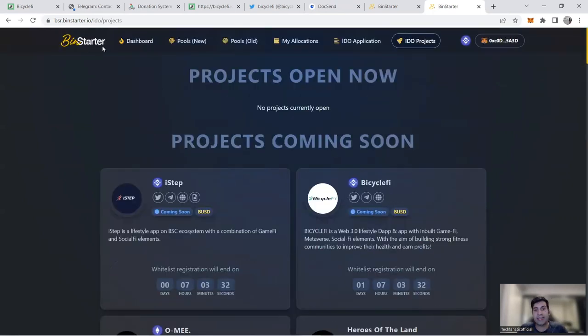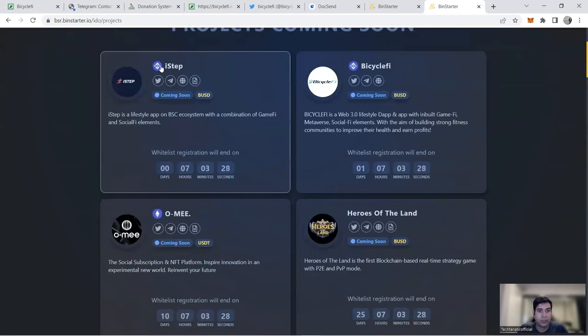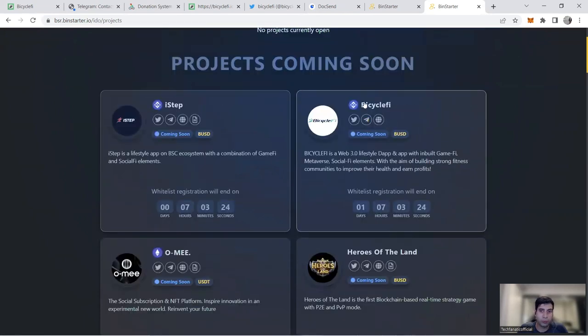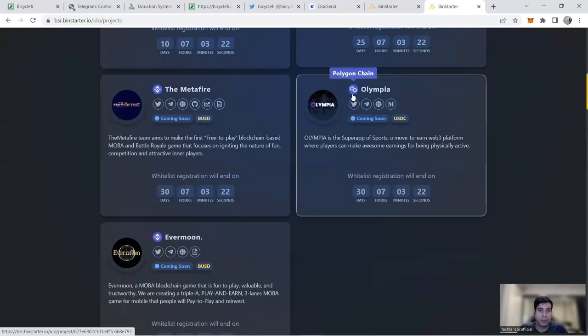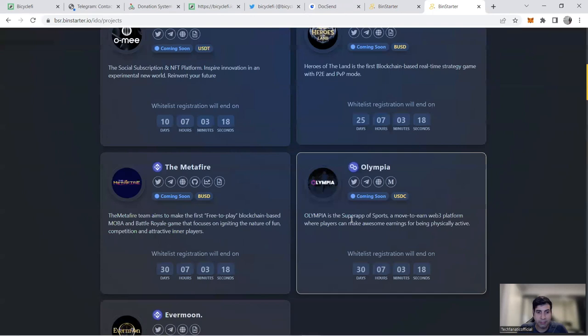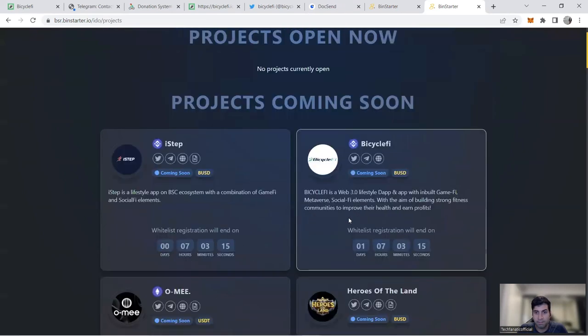And this month, Binstarter has actually got a high number of IDOs. So iStep, BicycleFi, they're all Move-to-earn. iStep is Move-to-earn, BicycleFi is Move-to-earn. Olympia is also a Move-to-earn project. So they've got a fair few projects coming up, basically.